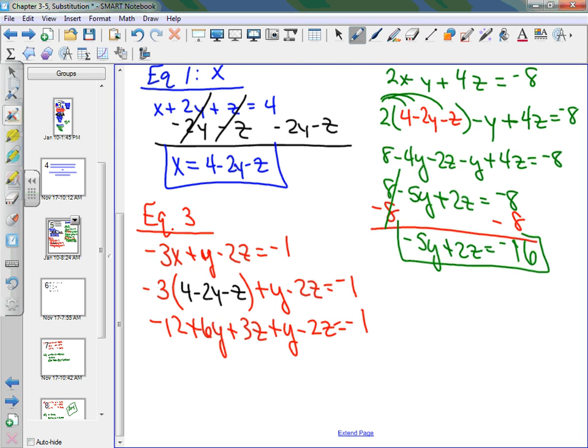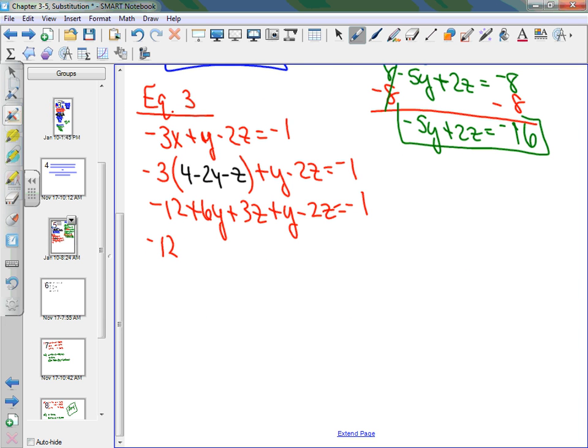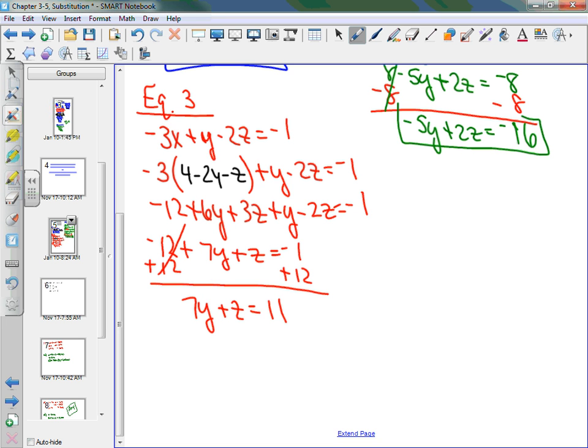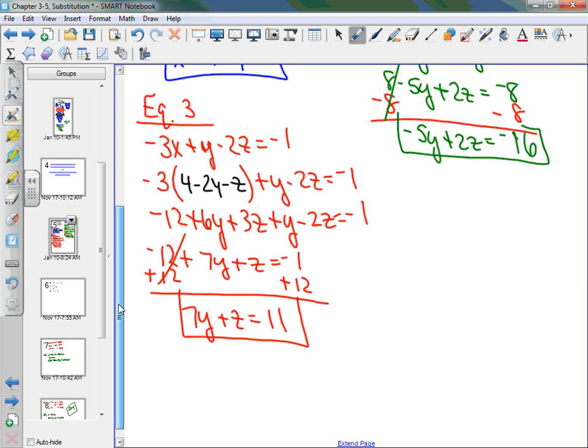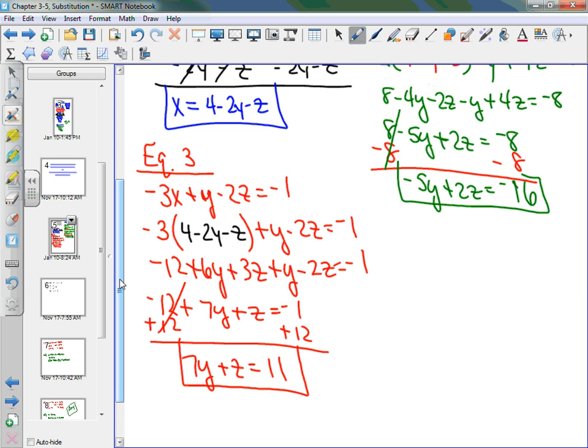I need to combine like terms. So this is negative 12 plus 7y plus z is equal to negative 1. Add the 12. 7y plus z is equal to 11. Box it in. Now look at the 3 boxes that I have up there.